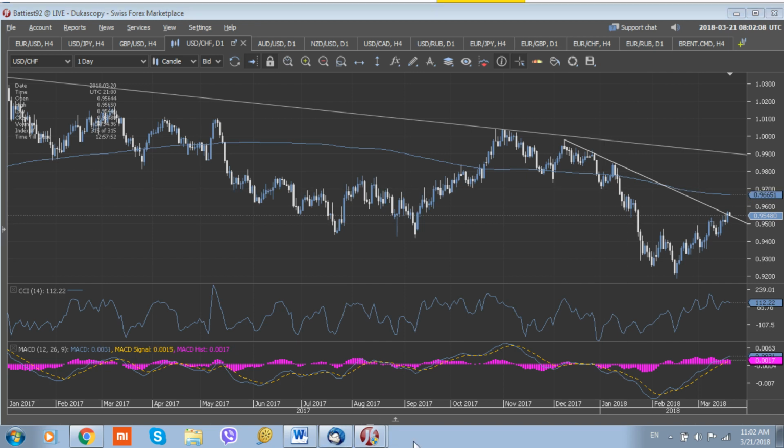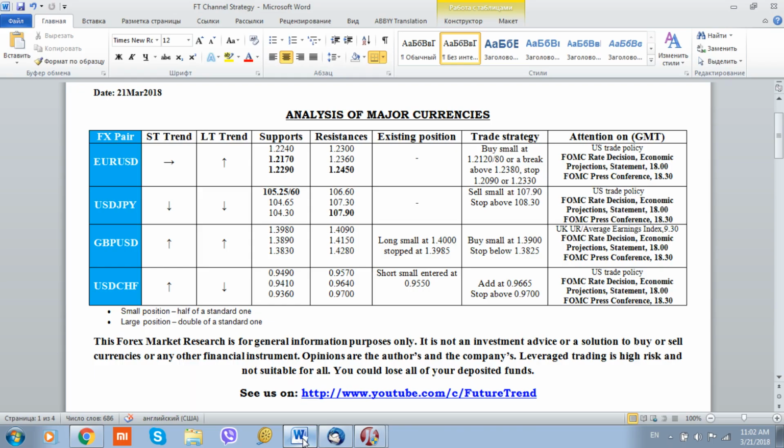At the moment, that's all regarding the major currencies and analysis of major currencies. We will come some later with a new strategy regarding euro crosses.